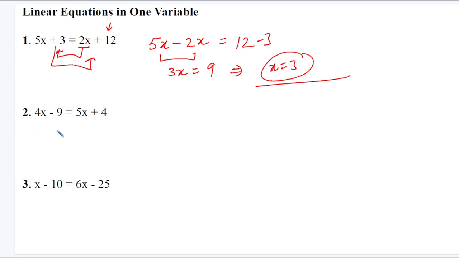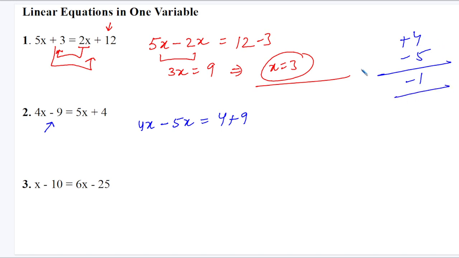Similarly, let's take the next one. I'll bring the x terms on one side and the number term, the constant terms on the other side. If I have 4x, this 5x will come as negative 5x because it was positive. And this negative 9 when taken on the other side will become plus 9. So plus 4 minus 5. We take the sign of the bigger number. So it will be negative 1. So negative 1x or negative x is equal to 13. Dividing both sides by negative 1, we'll take the negative sign on the other side. It will become negative 13. That's the answer.